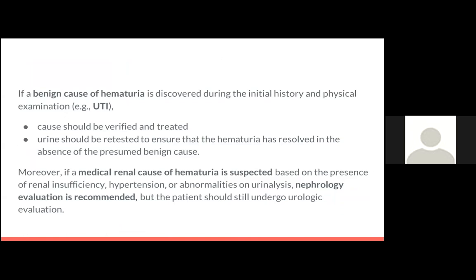If a benign cause of hematuria is discovered during the initial history and physical examination, the cause should be verified and treated. Urine should be retested to ensure that the hematuria has resolved in the absence of a presumed benign cause. Moreover, if a medical renal cause of hematuria is suspected based on the presence of renal insufficiency, hypertension, or abnormalities on urinalysis, nephrology evaluation is recommended, but the patient should still undergo urologic evaluation.